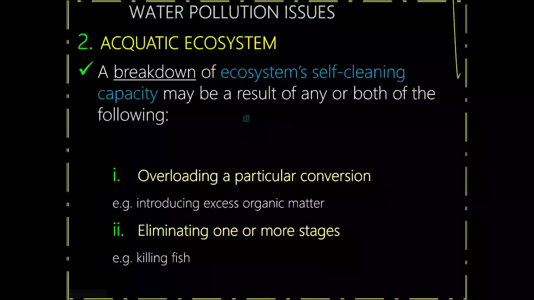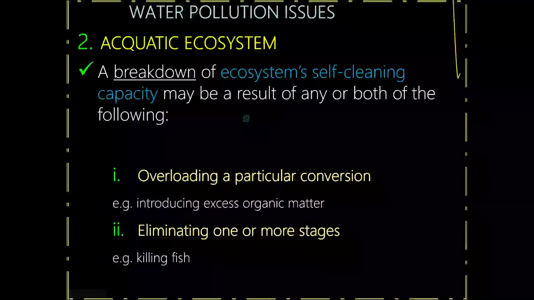So in an aquatic ecosystem, a breakdown of the ecosystem's self-cleaning capacity may be a result of any or both of the following. If there's a breakdown of the ecosystem self-cleaning, just like I have said, the water body, if you release certain amounts of pollutants, it will be able to clean it by itself. It has its own mechanism.